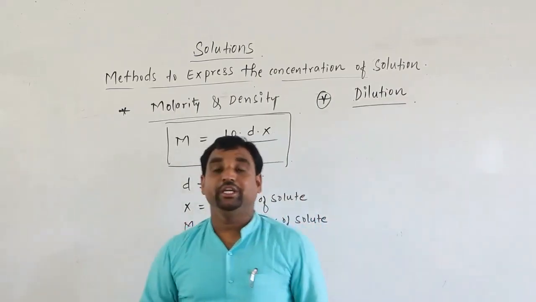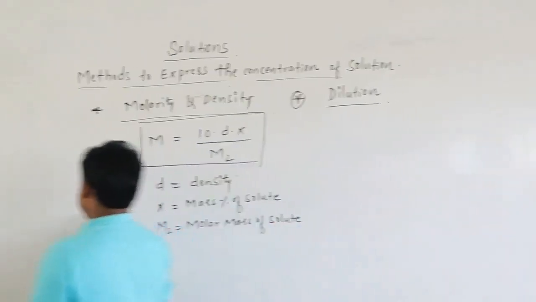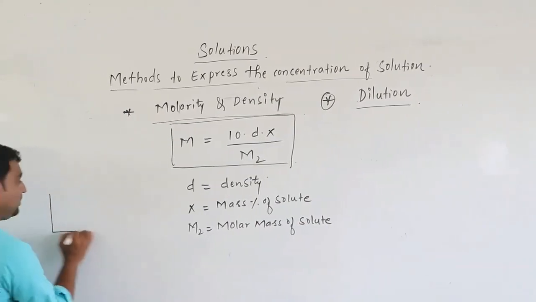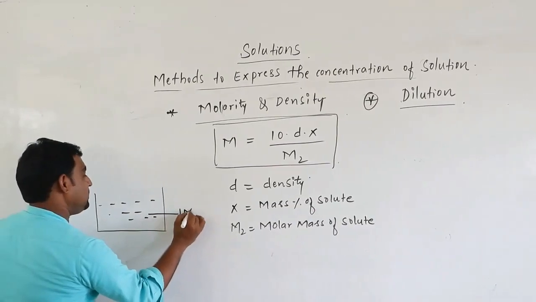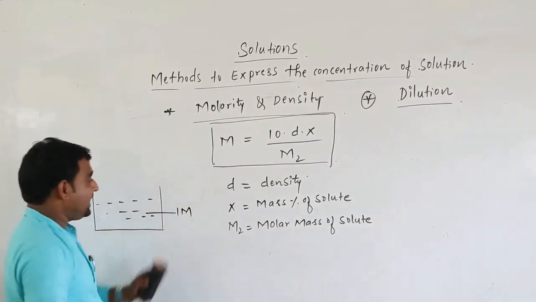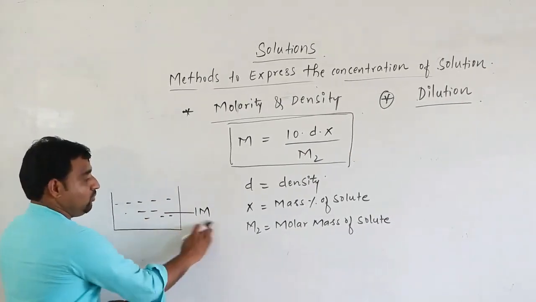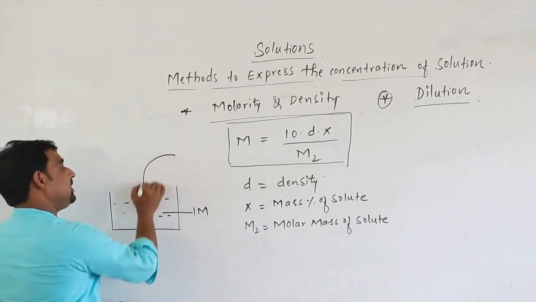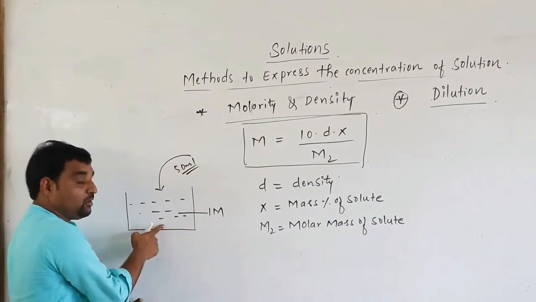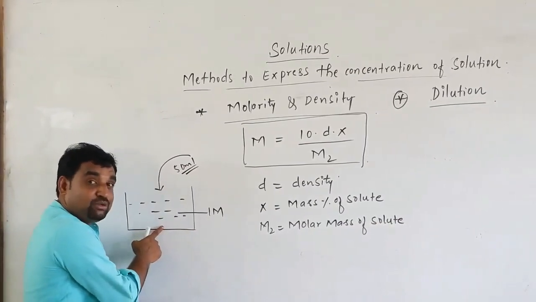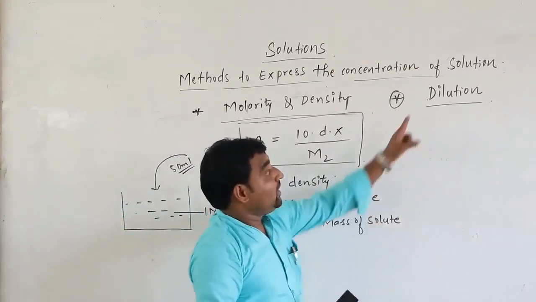Dilution means what? Addition of water to the solution. For example, you can take one solution, with solvent water in it. This molarity is already known, a standard solution, say 1 molarity, and the volume of the solution is 1 liter. If we add water to this, for example 50 ml of water is added to the solution, obviously the molarity of the solution will change after the addition of water.